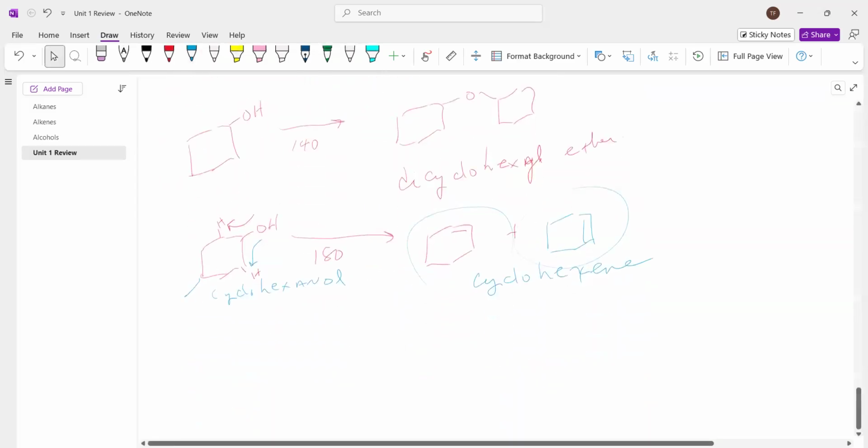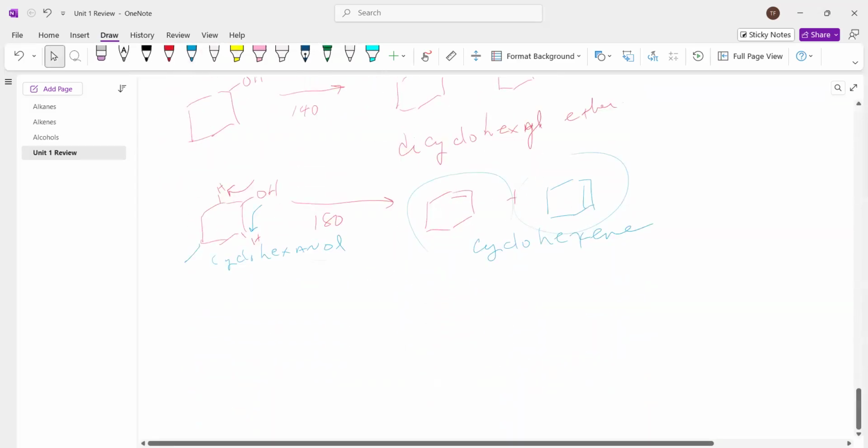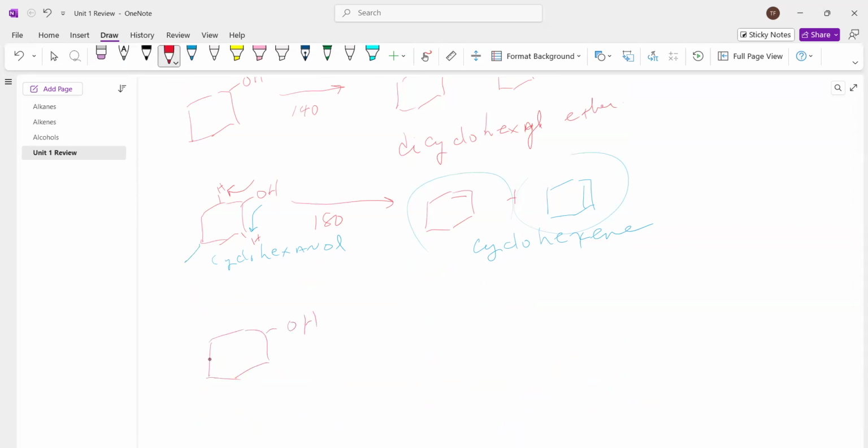Okay, continuing on with this here, if we oxidized it, this is a secondary alcohol. Secondary alcohols oxidize to a ketone. So those are the three reactions with that molecule. Did that answer your question?